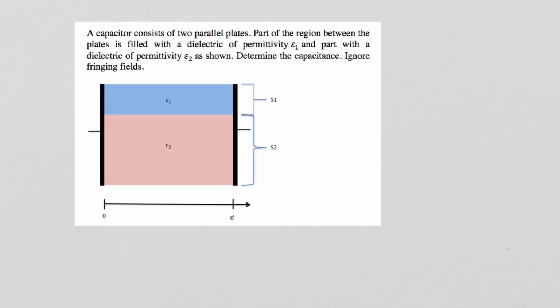You are given a parallel plate capacitor and asked to determine the capacitance. The plate spacing is D, and the region between the plates consists of two different materials. One material has a permittivity of epsilon sub 1, and the other has a permittivity of epsilon sub 2. For a surface area of S1, the material between the plates is material 1, and for the rest of the plate area, S sub 2, the material between the plates is material 2.